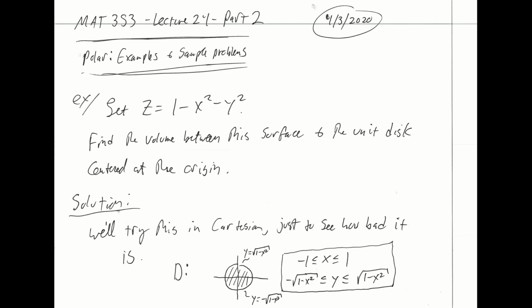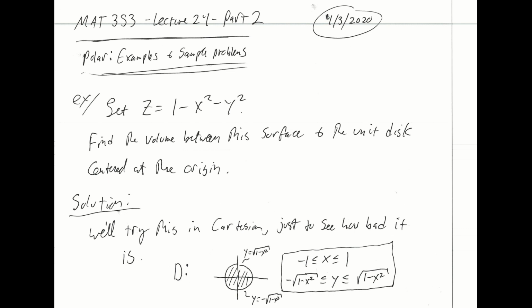Let z be the surface 1 minus x squared minus y squared. Find the volume between the surface and the unit disk centered at the origin. As we begin the solution, it's fairly clear, hopefully, that this region is of circular nature and is going to be best represented in polar coordinates. We are, however, going to begin this example by attempting to compute this integral in Cartesian coordinates just to see how bad it gets. And we'll quickly back out, reformulate the problem in polar, and see how much nicer it is when the proper setting is utilized.